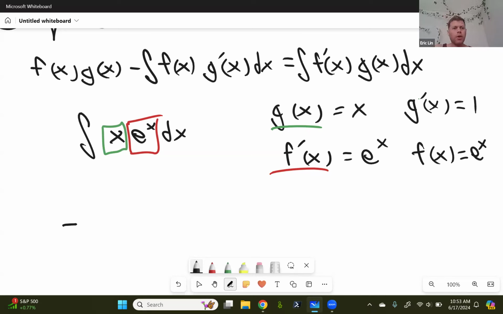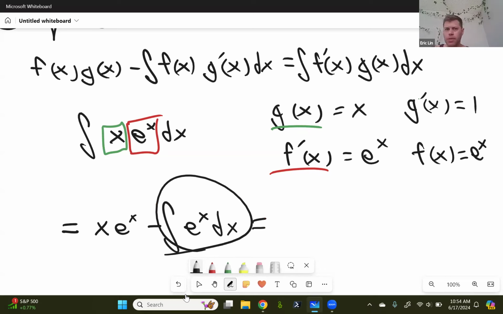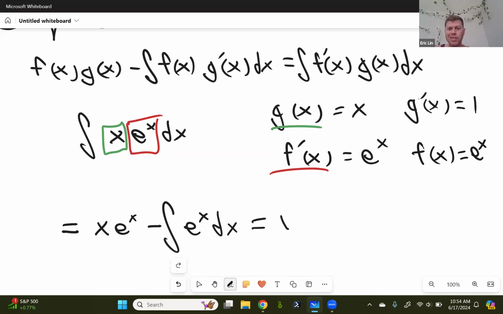All right, cool. So here is the formula then. I need to take f times g, so x times e to the x. And then I need to subtract the integral of f, which is just e to the x, times g prime of x, which is just 1. Okay. And then this is a very easy integral. As discussed earlier, the antiderivative of e to the x is just e to the x. Plus a constant, of course. There you go. So this is a pretty easy example.